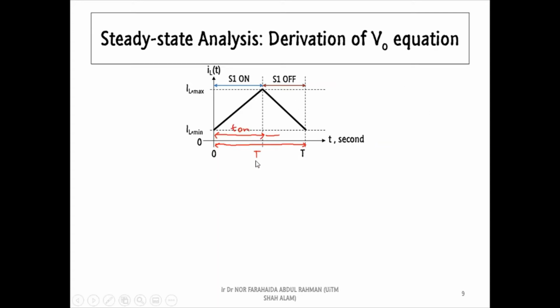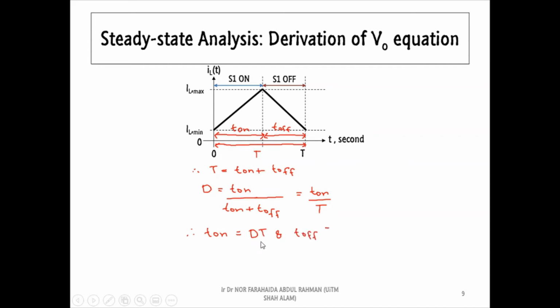The period, turn on time, and turn off time can be written as follows. According to the duty cycle equation, we can write the turn on time equals DT and the turn off time equals (1 minus D) times the period. Based on the turn on time equation, we can label the x-axis like this.